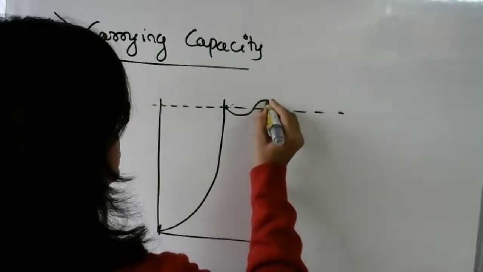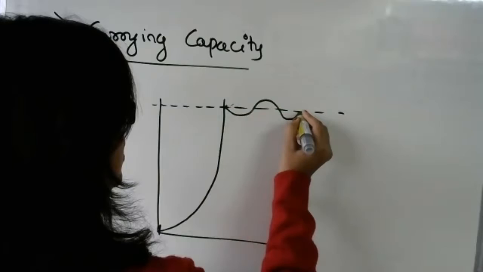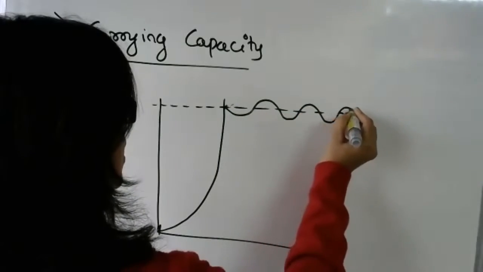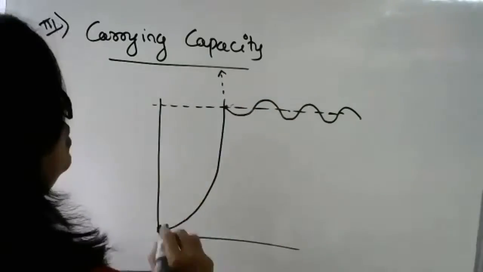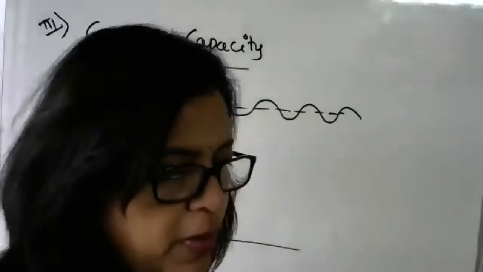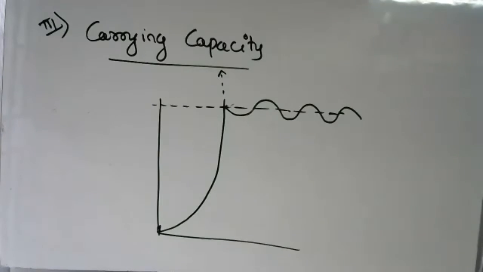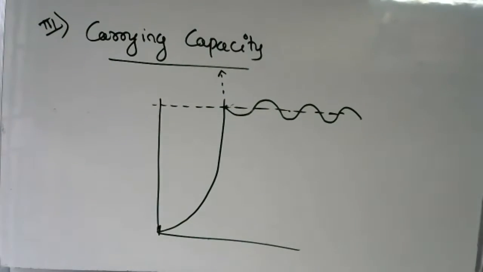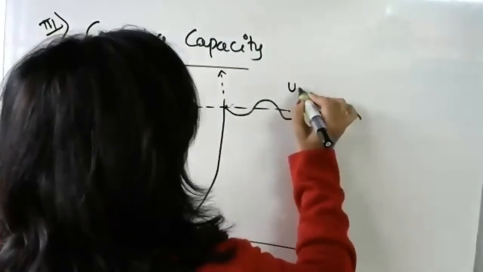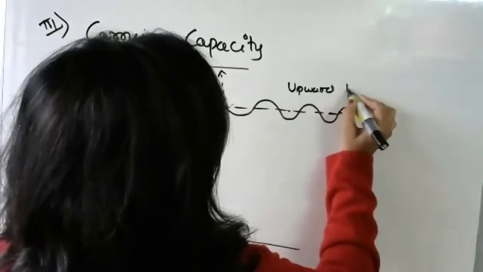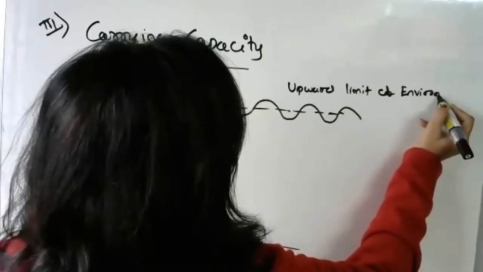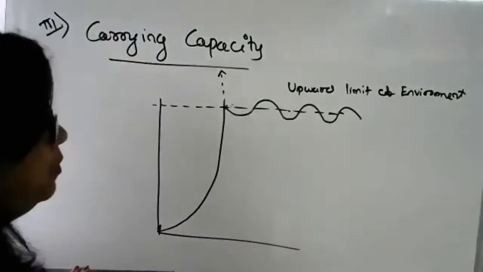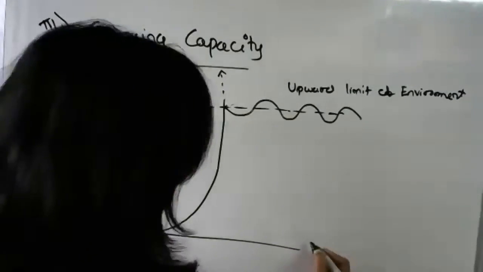Again they may increase, again it will bring them down. Again it will increase, again it brings them down. This is the environmental check it does, right? Otherwise it would be growing like this, in an exponential way. But the environment will bring the check. So this is the upper limit of the environment. It doesn't allow it to go beyond this. And it will be fluctuating.